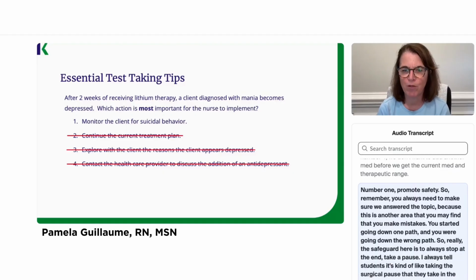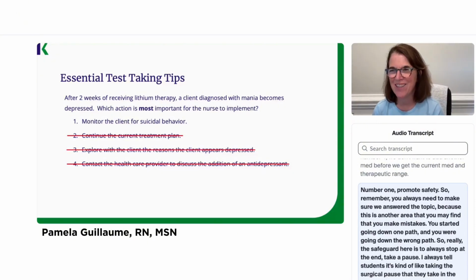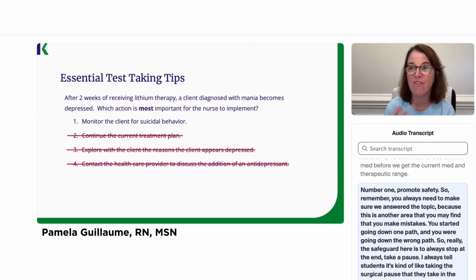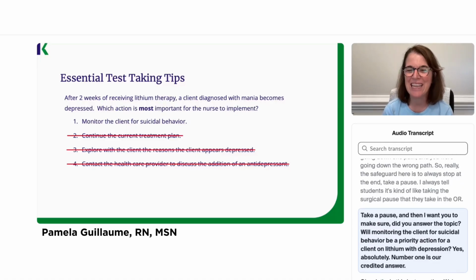Number 1, promote safety. So remember, you always need to make sure we answered the topic, because this is another area where you may make mistakes. You started going down one path and you were going down the wrong path. So really the safeguard here is to always stop at the end and take a pause. I always tell students it's kind of like the surgical pause that they take in the OR. Take a pause, and then make sure, did you answer the topic?